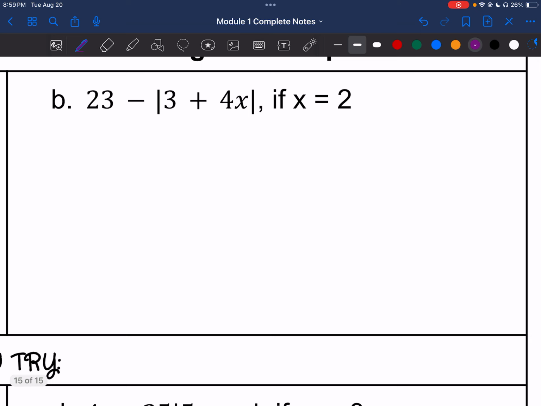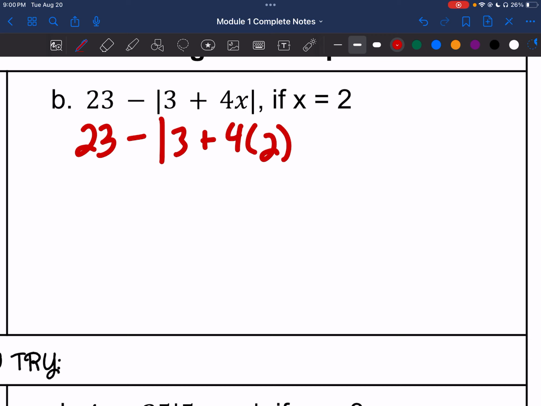Letter B. Hey, look, 23 is popping back up again. So we have 23 minus the absolute value of 3 plus 4 times x, and x is 2 for this one, and we have the absolute value. So again, we need to do what's inside of our absolute value bars first, and then we can work. So 23 minus absolute value 3 plus 4 times 2 is 8, and absolute value.